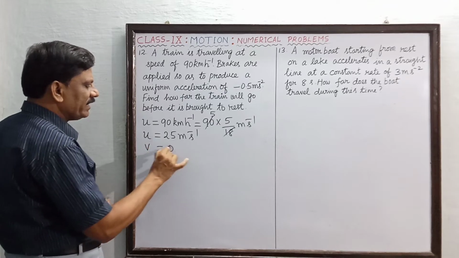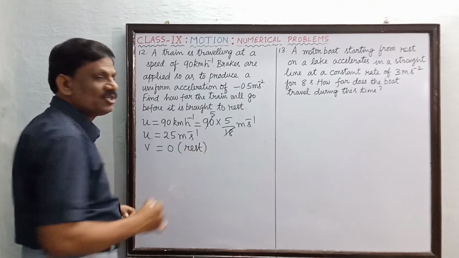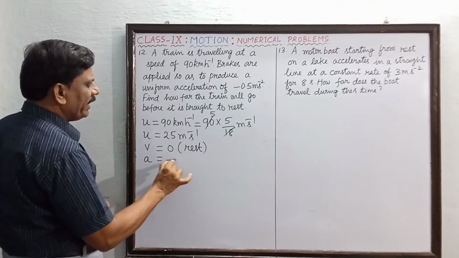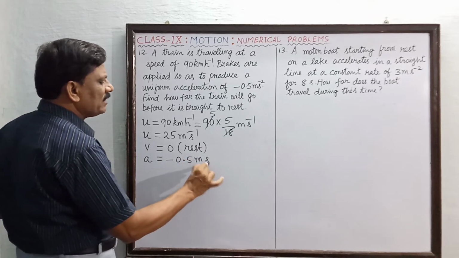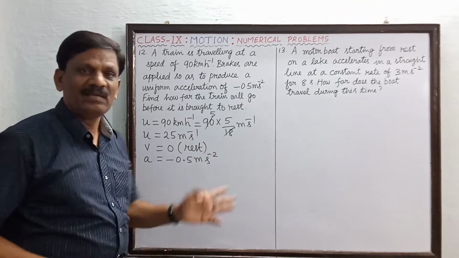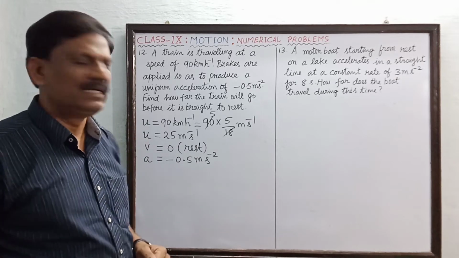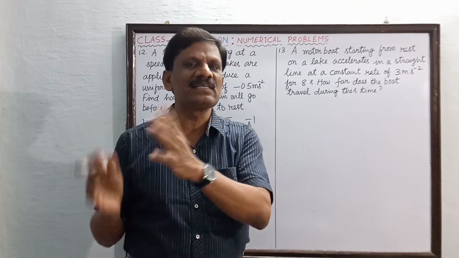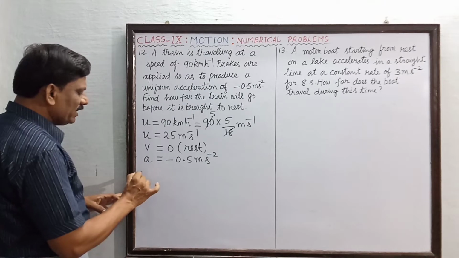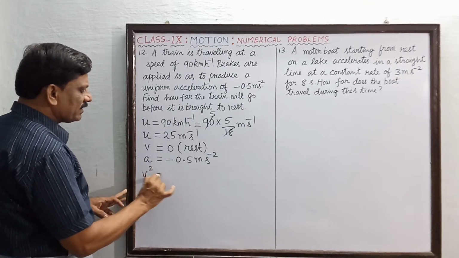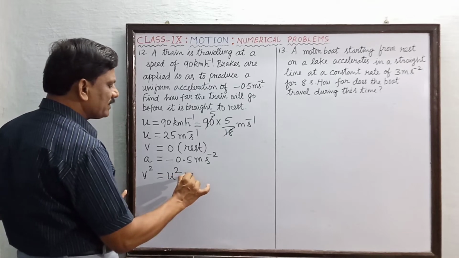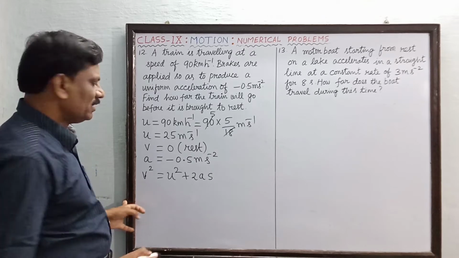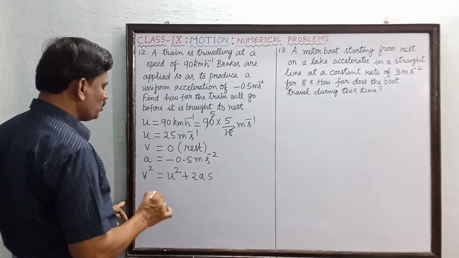And the final velocity is equal to 0 because the train is brought to rest. Acceleration is given as minus 0.5 meters per second square. Time is not given. Now, how to find the distance traveled? The third equation of motion, is it not? Velocity versus displacement relation. So, from the third equation of motion, v square is equal to u square plus 2as.